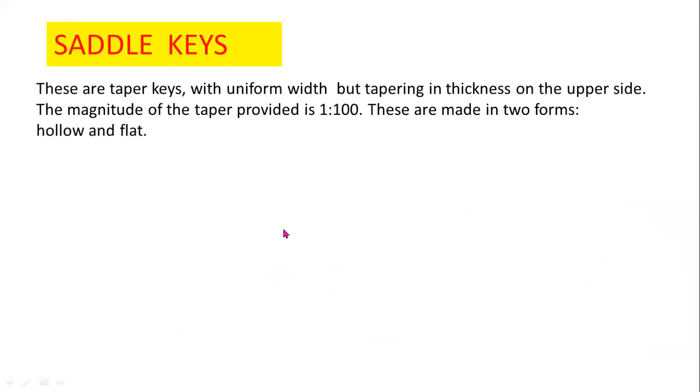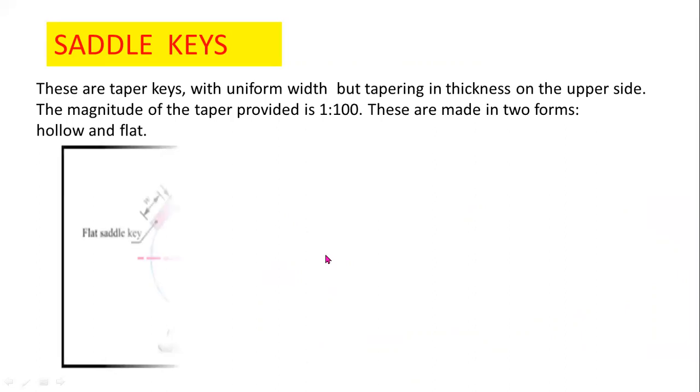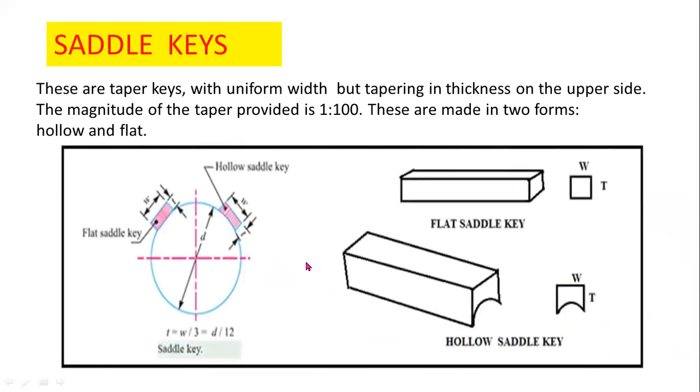Saddle keys. These are taper keys with uniform width but tapering in thickness on the upper side. The magnitude of the taper provided is 1:100. These are made in two forms: hollow saddle key and flat saddle key. Here you can observe this one is a flat saddle key, this one is a hollow saddle key.